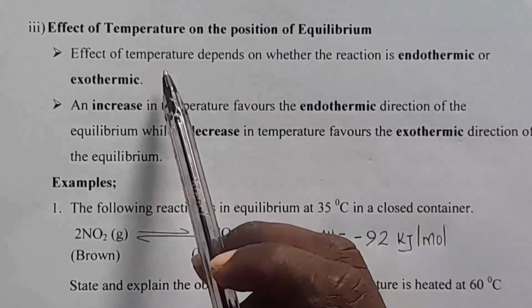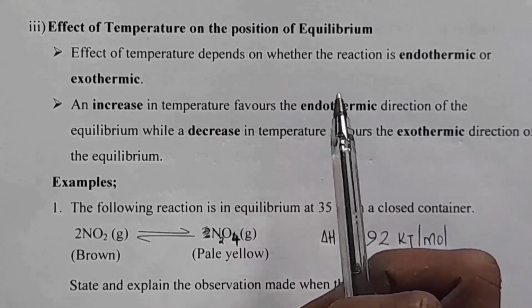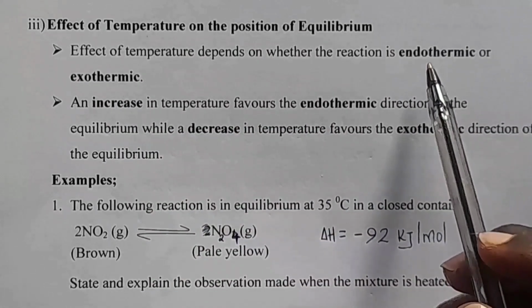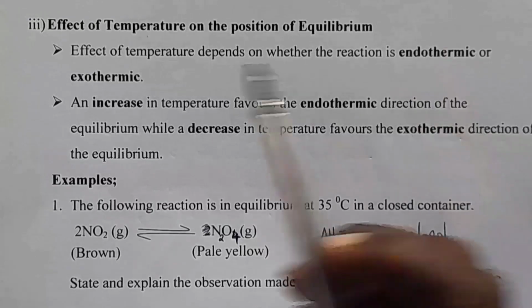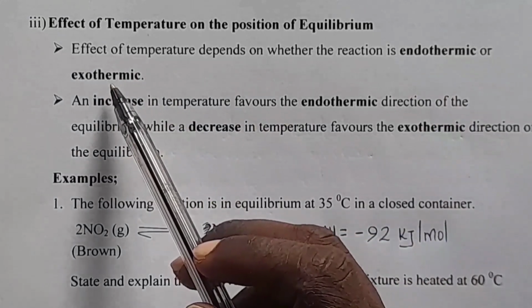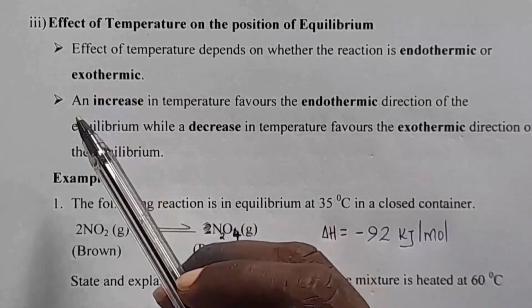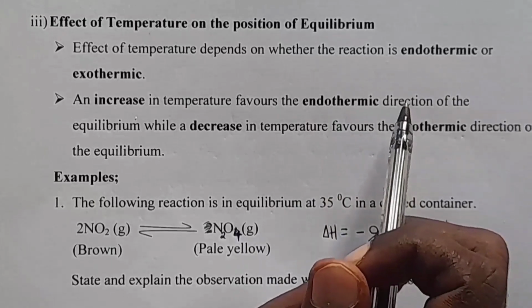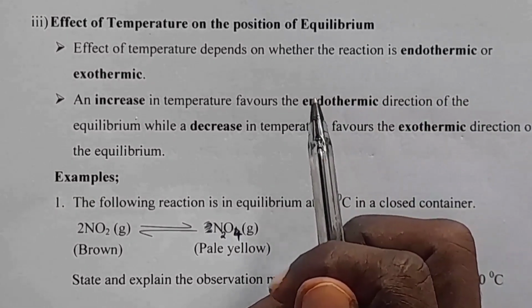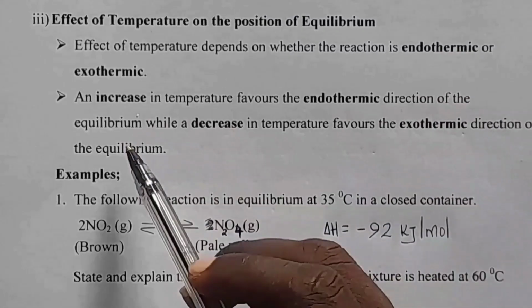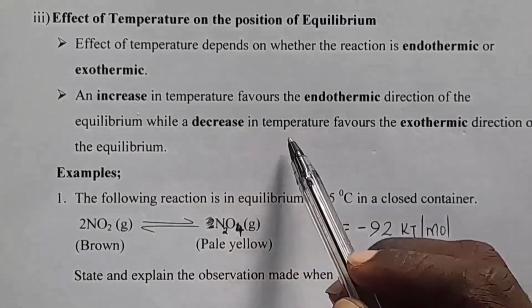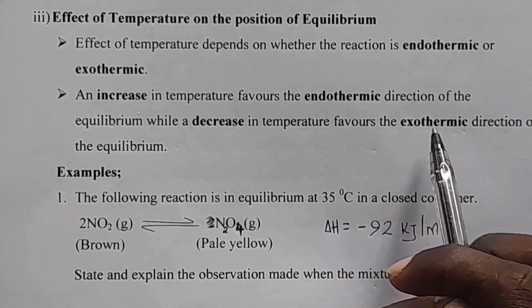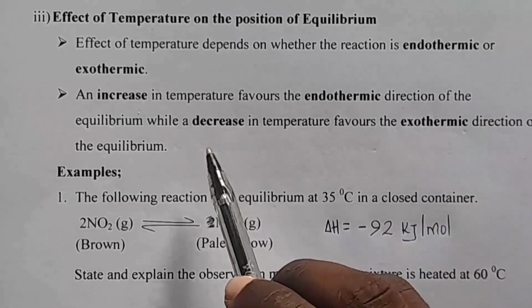So we're saying the effect of temperature depends on whether the reaction is endothermic or exothermic. Endothermic is the reaction that leads to the absorption of heat from the surrounding, and exothermic reaction is the reaction that releases heat energy to the surrounding. So an increase in temperature favors the endothermic reaction. That means the side that absorbs heat, direction of the equilibrium, while a decrease in temperature favors the exothermic direction. That means the side that releases heat energy to the surrounding, direction of the equilibrium. Examples.